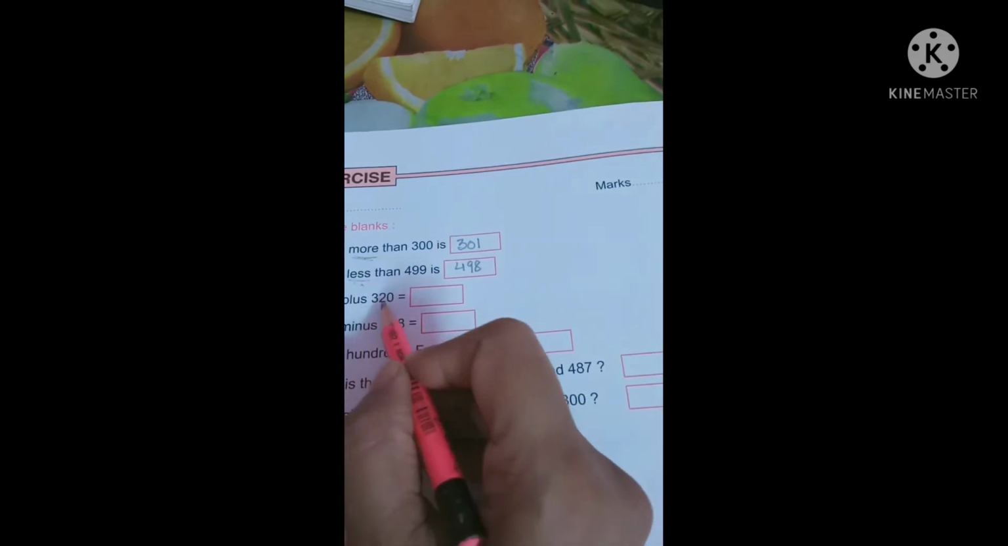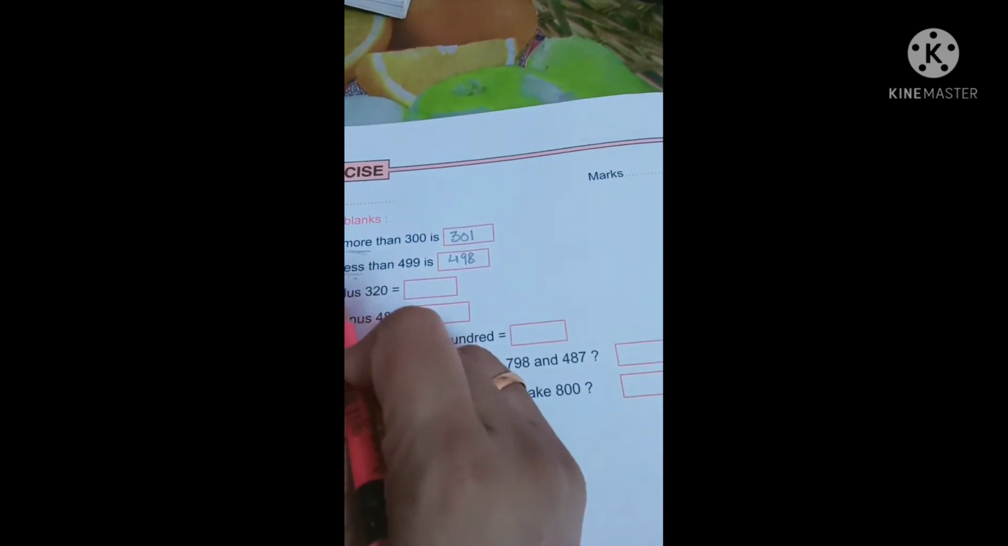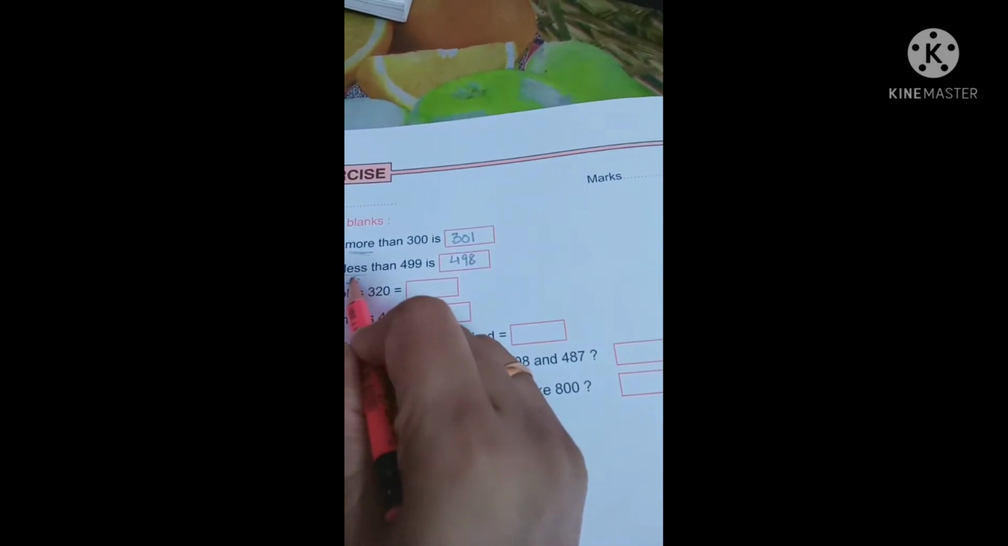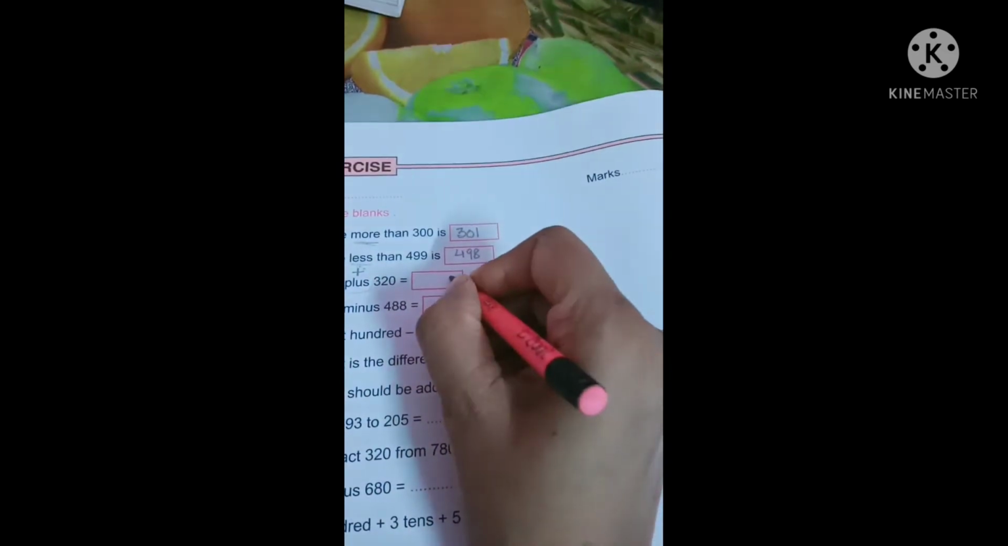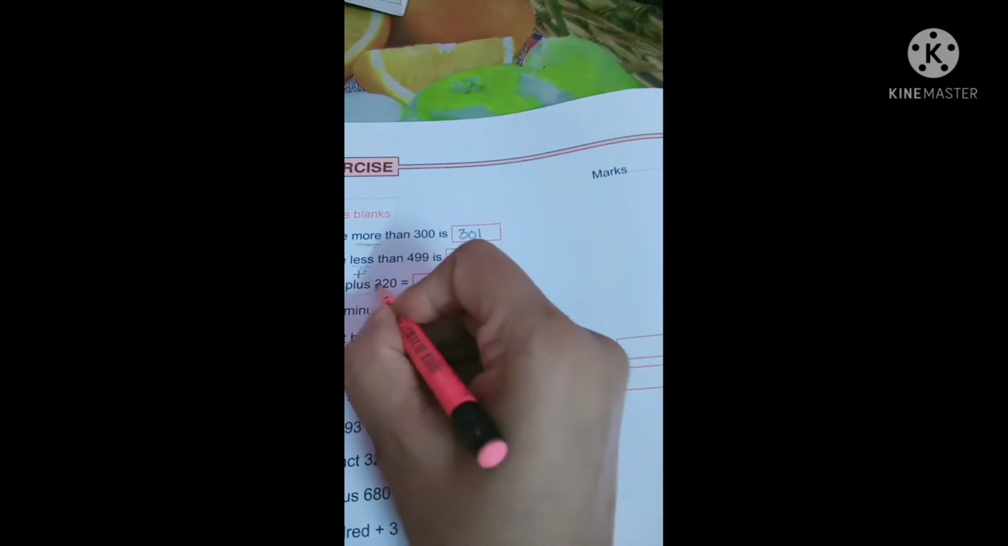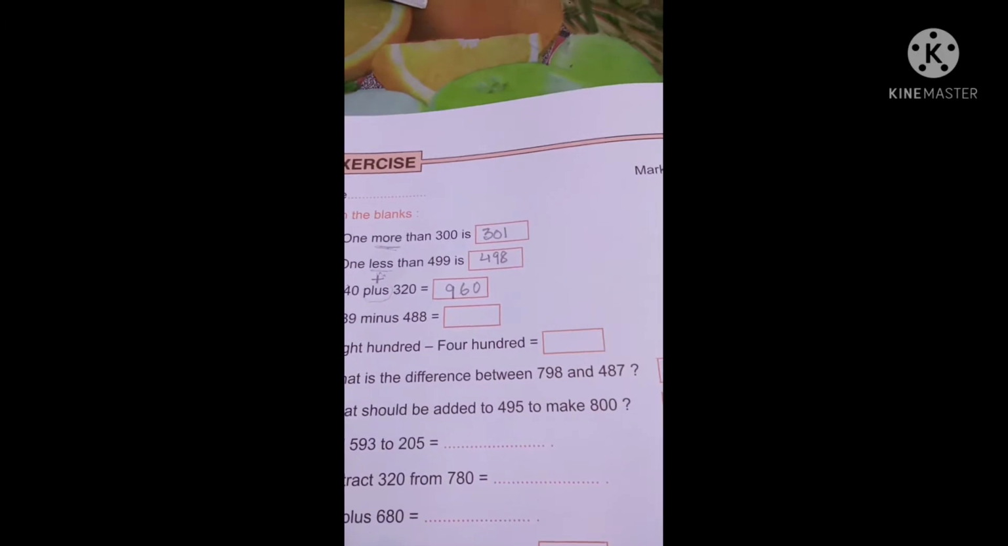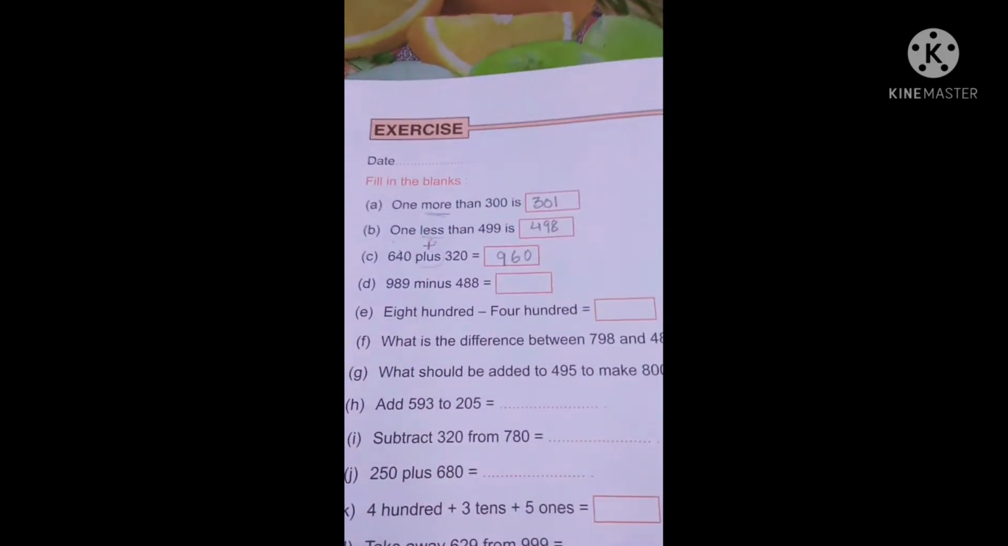So it comes 498. Next, 640 plus 320. Instead of the symbol they have given the word. So you have to add these two numbers. 0 plus 0 is 0. 2 plus 4 is 6. 3 plus 6 is 9. So the answer will be 960. Now coming to the next question.